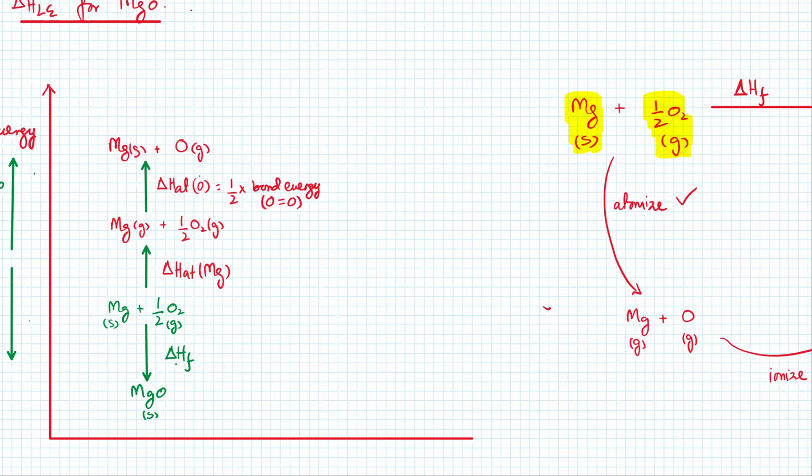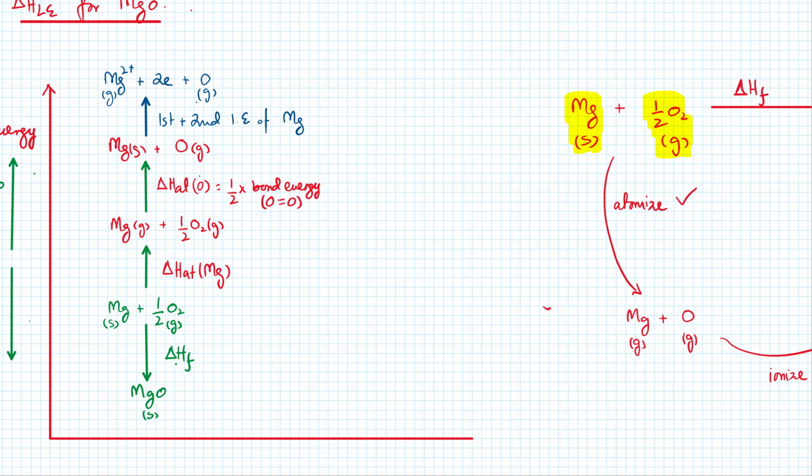Wrong direction, one second. So Mg is supposed to lose 2 electrons. It will become 2 plus. It lost 2 electrons. The oxygen isn't really doing anything yet. Mg was gaseous. The oxygen hasn't gained electrons. So this is the first plus second ionization energy of Mg.